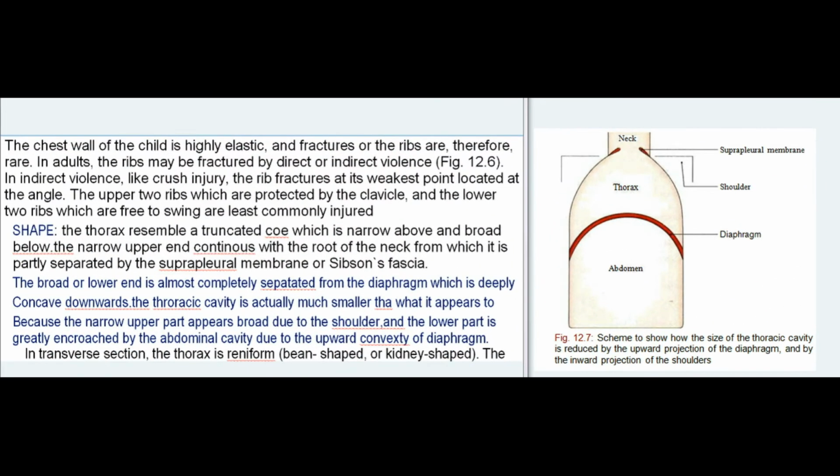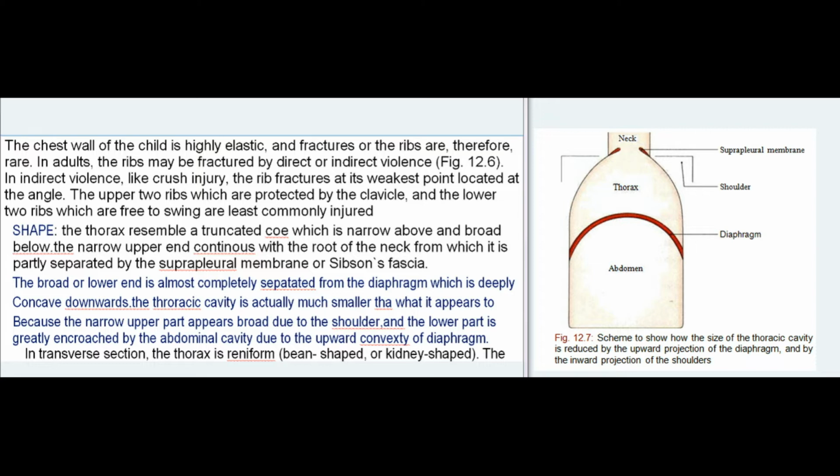The chest wall of the child is highly elastic, and fractures of the ribs are, therefore, rare. In adults, the ribs may be fractured by direct or indirect violence, Fig 12.6. In indirect violence, like crush injury, the rib fractures at its weakest point located at the angle. The upper 2 ribs, which are protected by the clavicle, and the lower 2 ribs, which are free to swing, are least commonly injured.